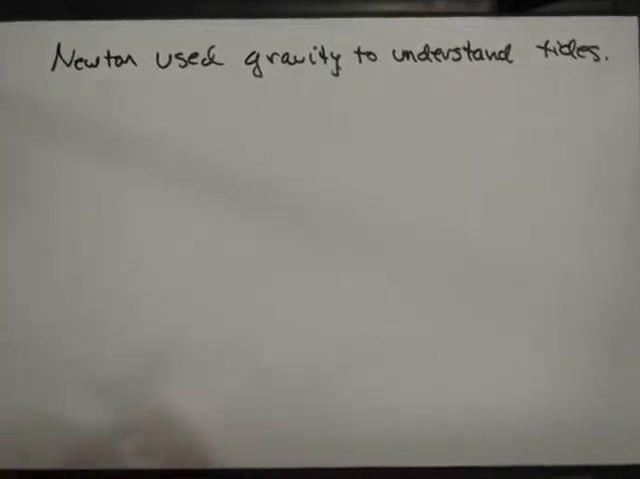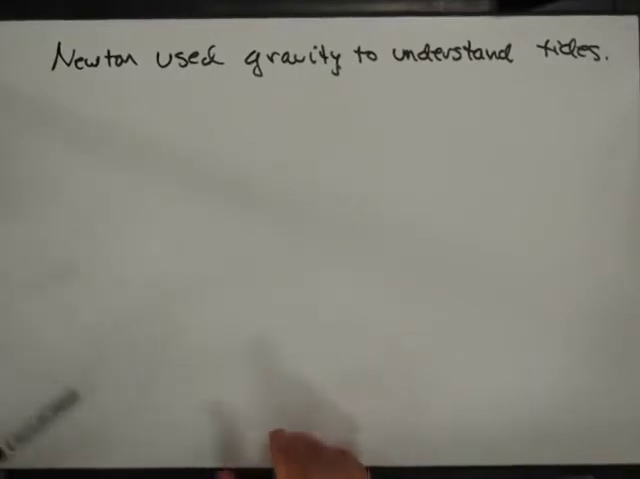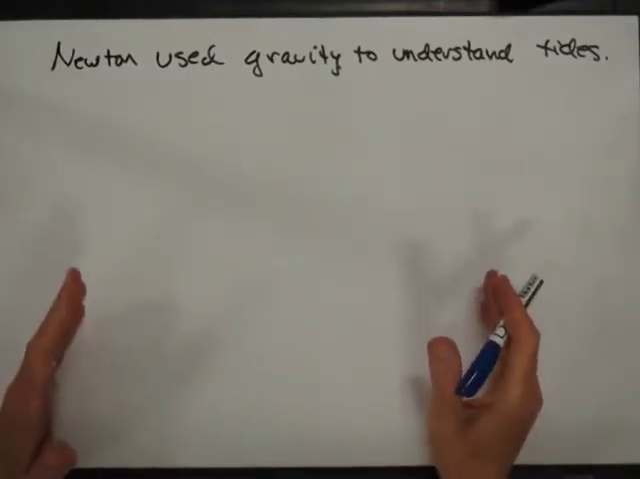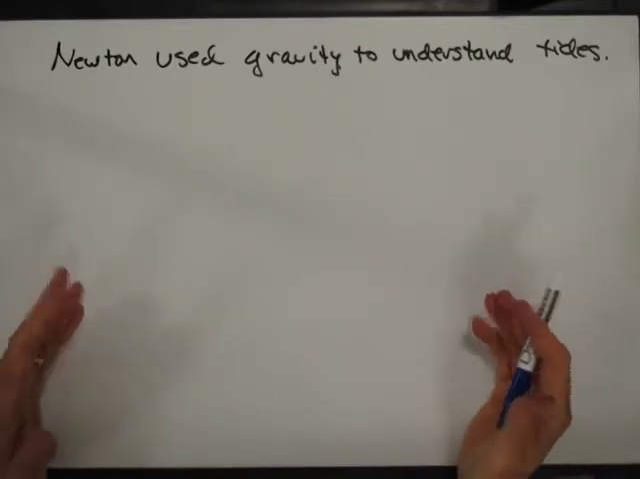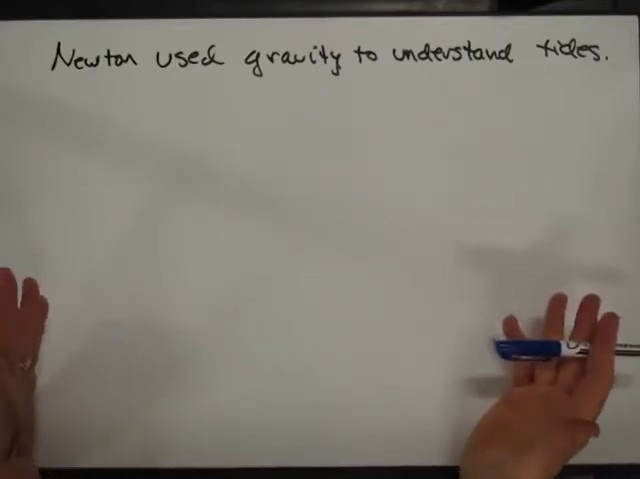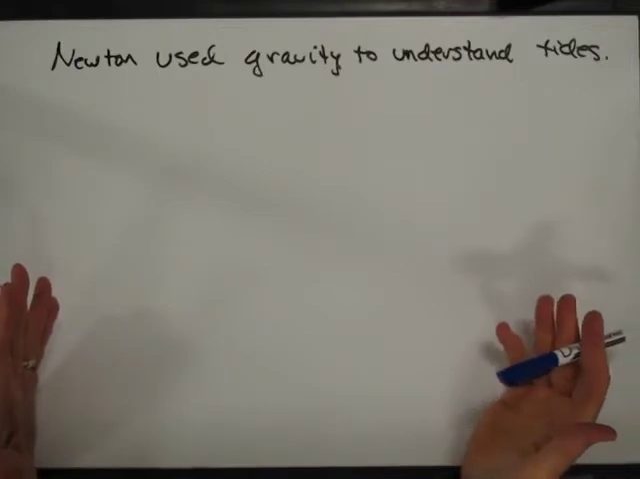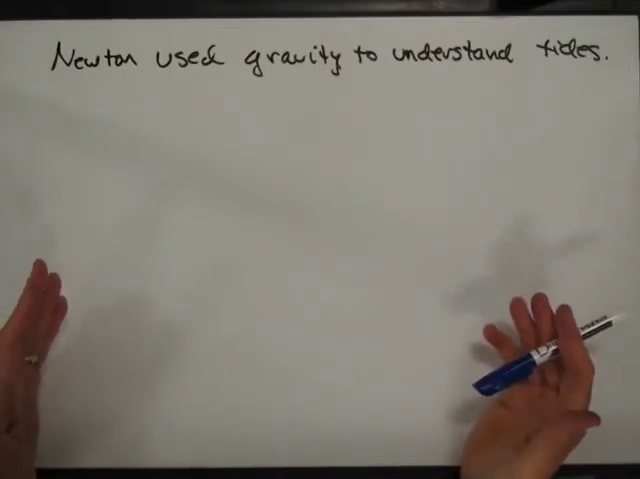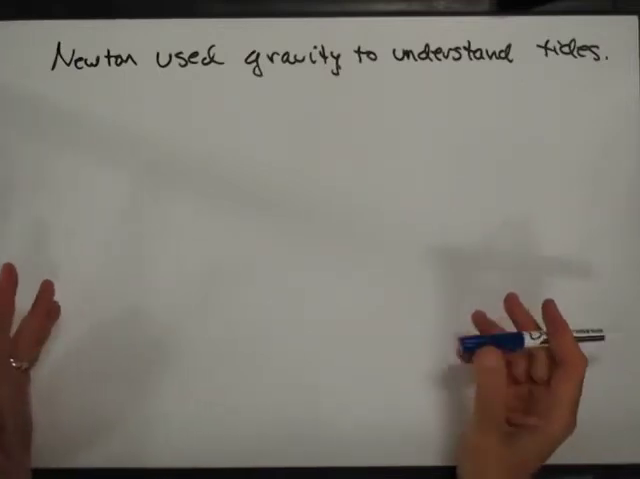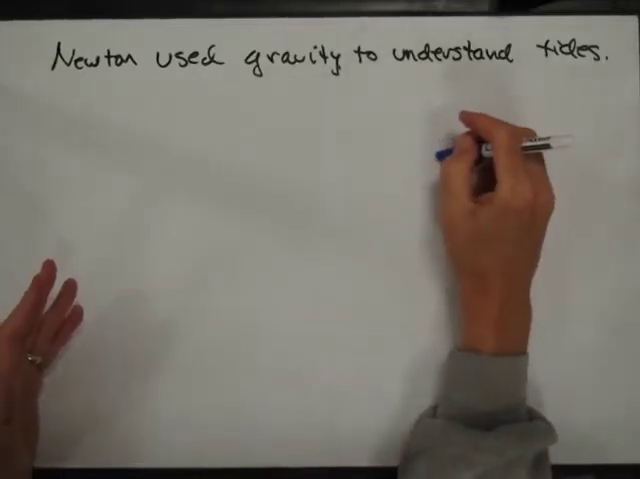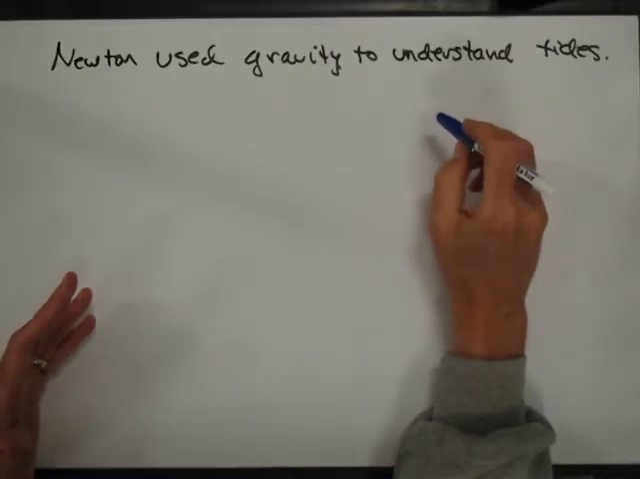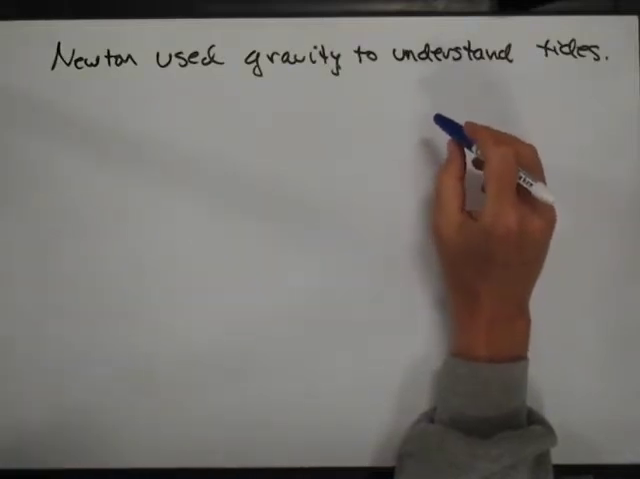So Newton used gravity to understand tides. Humans were traveling all over the world by the 1600s. Columbus sailed in 1492. By the time Newton was around in the late 1600s, that was almost 200 years ago. So we were traveling all over the world. Most people lived near coasts, and people understood tides very well.